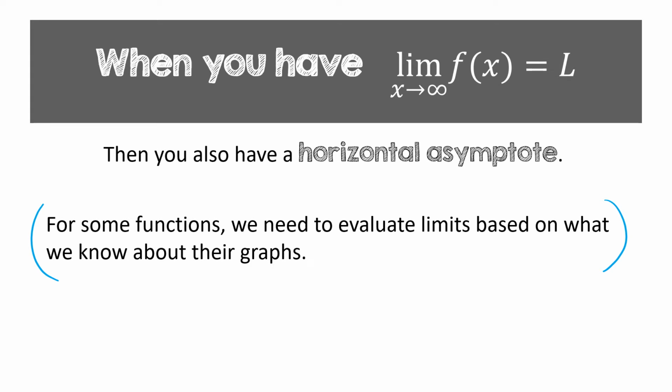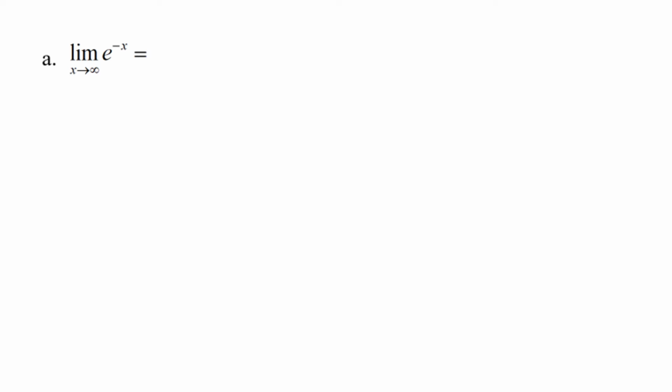So when you have a limit as x approaches infinity of f of x that is equal to L, where L is a finite number, then you also have some sort of horizontal asymptotes. And this is something that can help us out because for some functions, we need to evaluate limits based on what we know about their graphs. So let's say we have the limit as x approaches infinity of e to the negative x.